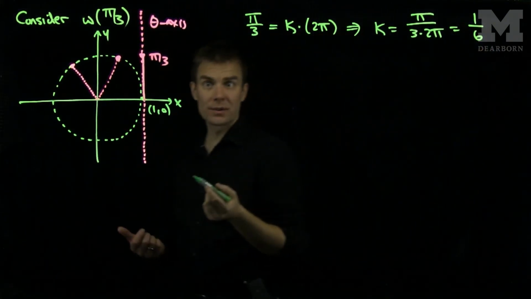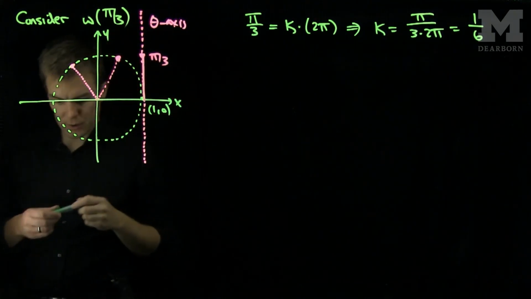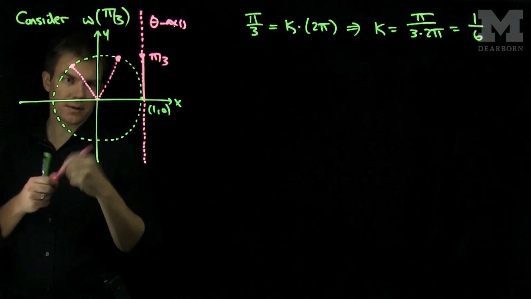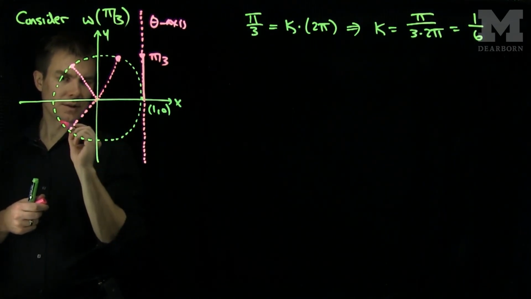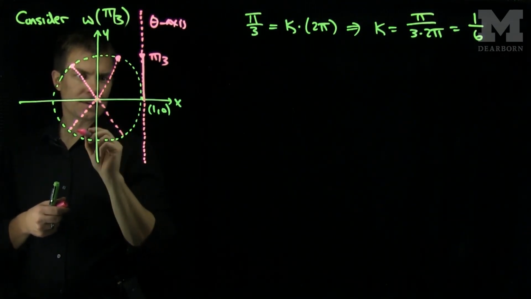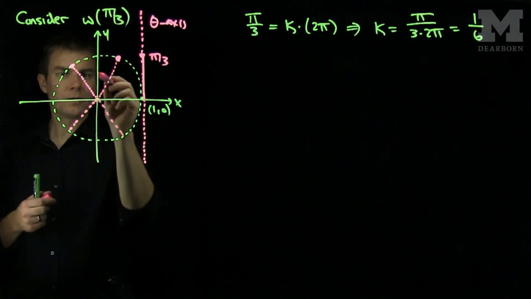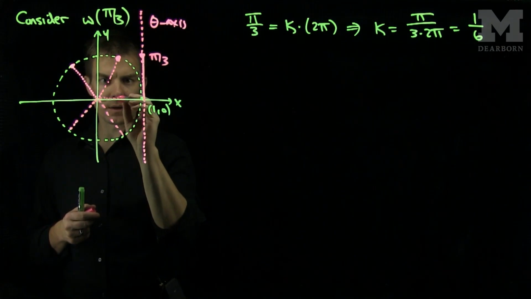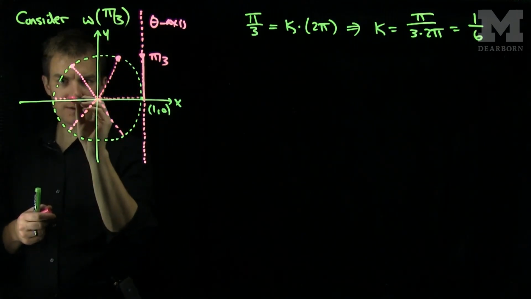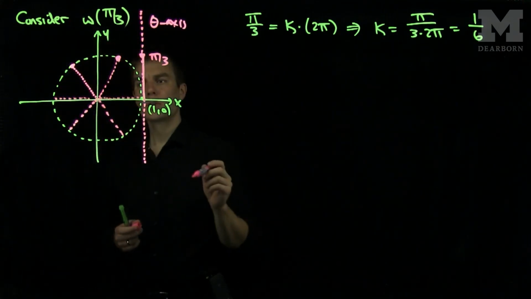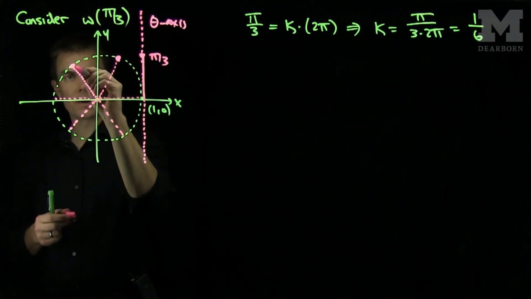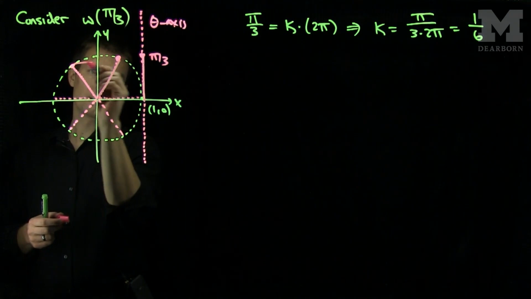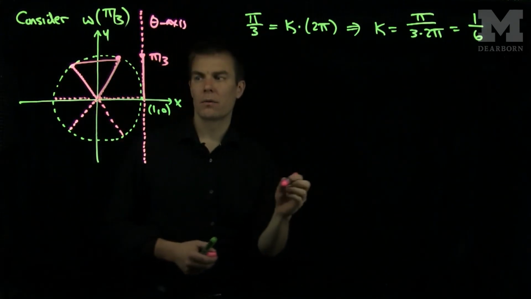So pi over 3 is 1 sixth of the unit circle, so I have to partition the unit circle into sixths. So I have a sixth, a sixth, a sixth, a sixth, a sixth, and a sixth. So I have 1, 2, 3, 4, 5, 6 sixths of the circle, where I'm also including the axis itself. So what we'll do is we'll focus in on this triangle over here. And we'll plot it over here.